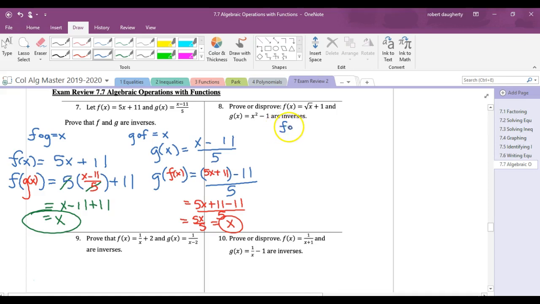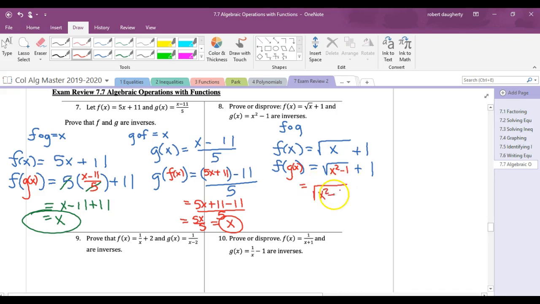So f composition g. So f of x is square root of x plus 1. So just rewrite that with blank parentheses. And I'm substituting g of x into that equation. What is g of x? X squared minus 1. So this is the square root of x squared minus 1 and this is not equal to x, okay? So f and g are not inverses.